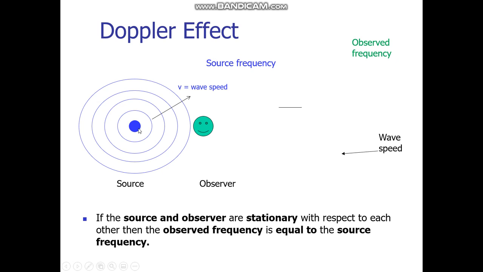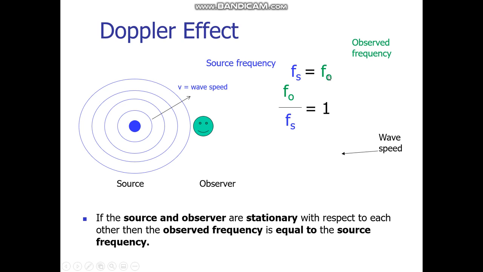So what I've got on the left here is the basic scenario where you've got a source of waves. Here are the waves moving out. V stands for the speed at which these waves are moving. And here's an observer, and at this point the observer and the source are not moving. There's no relative motion between them. So the source frequency, the frequency emitted by the source, which we call Fs, is going to be exactly the same as the frequency that is observed by the observer. Right? Those two frequencies will be the same.